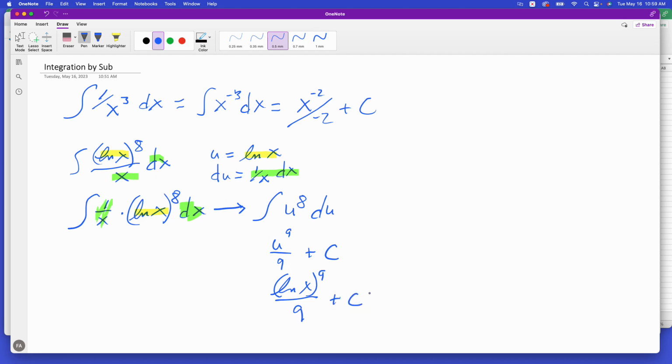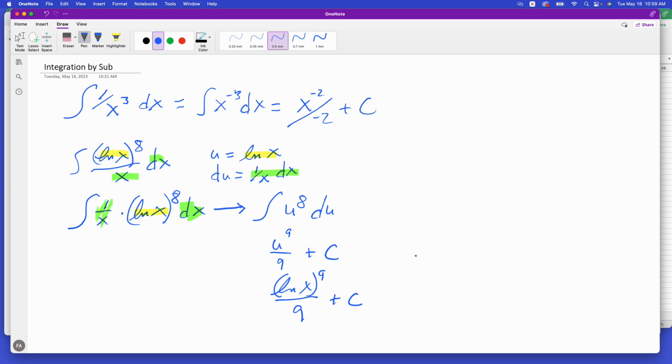Now, if you remember your chain rule from when we were doing integrations, you'll remember that when you do this process, the chain rule will tell us that we do the derivative of this thing, which would be 9 of stuff to the 8th power divided by 9. The 9s would cancel away. That'd give you that piece. And then you do the derivative of ln of x, which would be 1 over x.